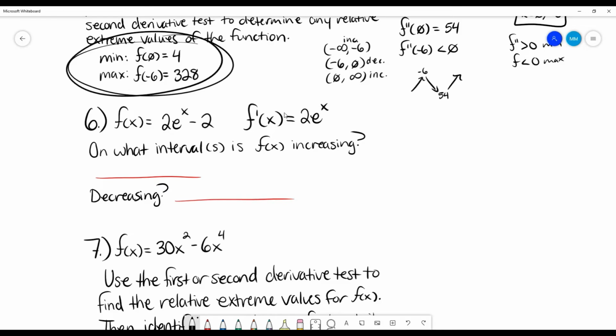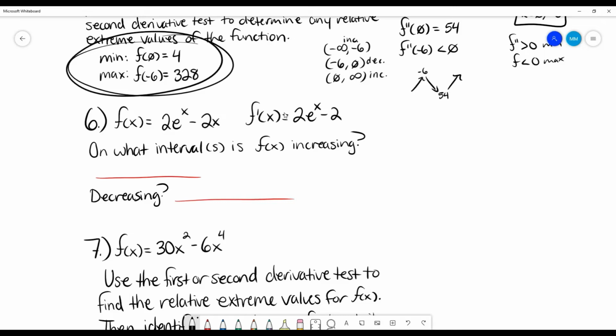And this equals 0. Never. Oh, you know what? I set up the question wrong. That should be a 2x. Sorry. My bad. I forgot that part. So this is our function. If we take the derivative of that, it is this.